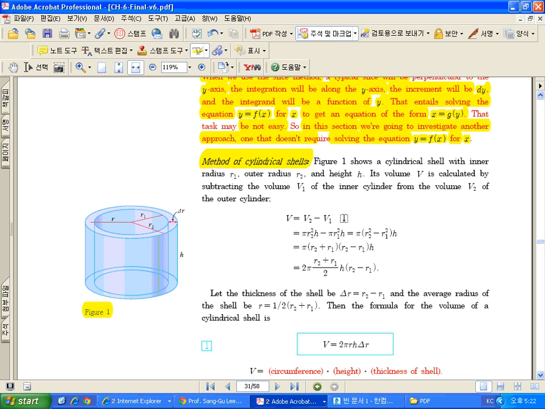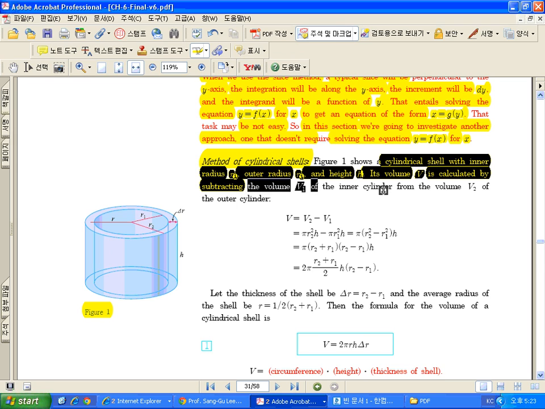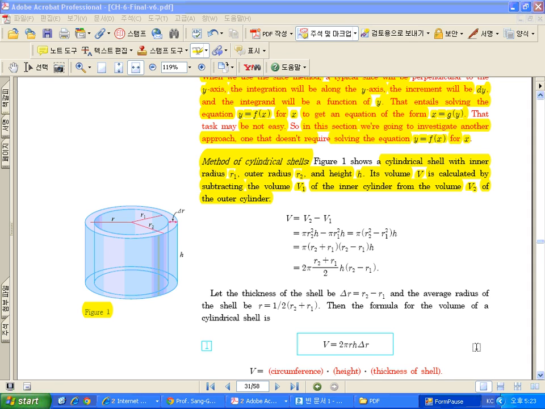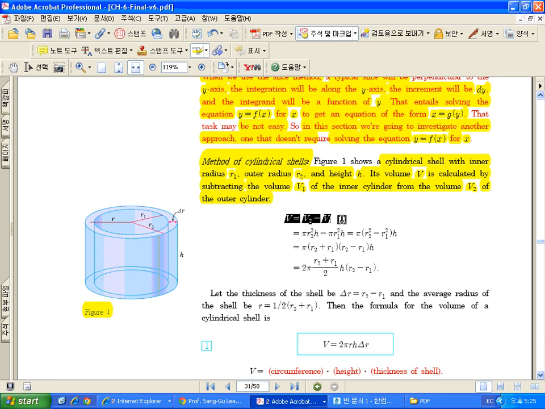As you see in figure 1, a cylindrical shell with inner radius r1, outer radius r2, and height h. Its volume V is calculated by subtracting the volume V1 of the inner cylinder from the volume V2 of the outer cylinder. So this volume of the cylindrical shell can be obtained by subtracting V1 from V2.